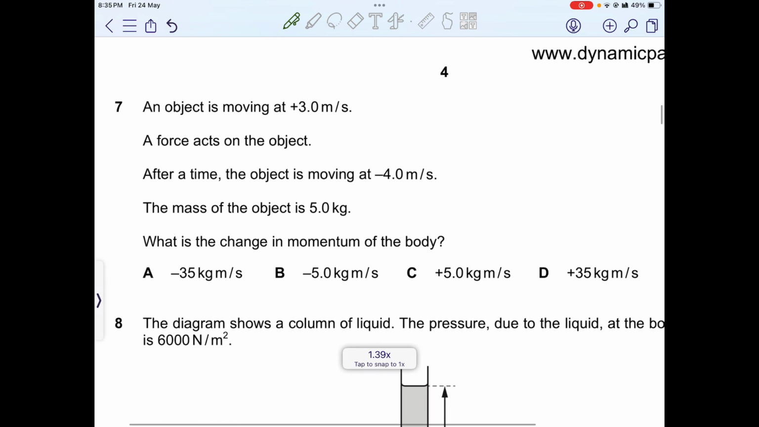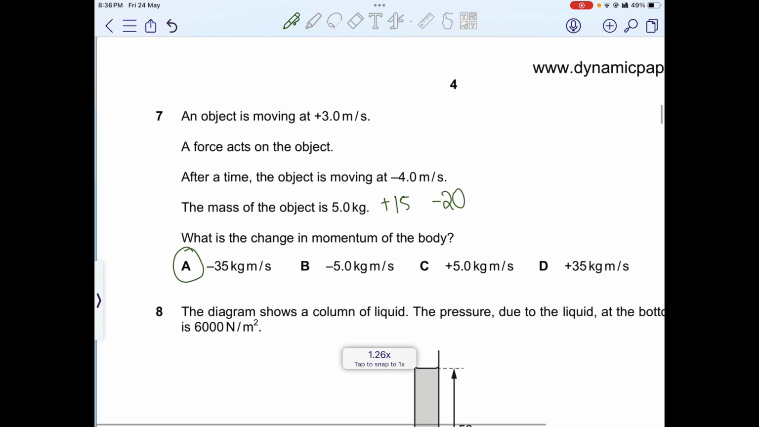An object is moving at 3 meters per second. A force acts on the object. After a time, the object is moving at negative 4.0, which means in the opposite direction. The mass of the object is 5 kg. What is the change in momentum? Initially it had a momentum of 5 into 3, which is positive 15. But now it has a momentum of 5 into 4, which is negative 20. Going from positive 15 to negative 20 involves negative 35. Therefore, A is the correct answer.